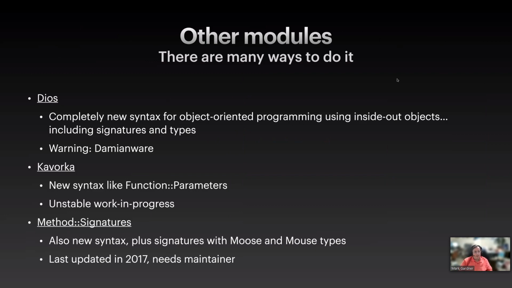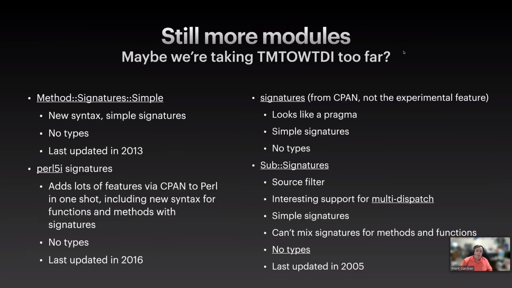There's a method signatures module, which gives you new syntax. Plus, it can use Moose and Mouse types. It's by Buddy Burden. Unfortunately, it needs a maintainer. It hasn't been updated since 2017. There are still more modules. Maybe we're taking this TIMTOWTDI thing too far. Method signature simple, which gives you, again, new syntax. It's got simple signatures. It's based on method signatures. Doesn't have types. It's also a bit aged. It was last updated in 2013.